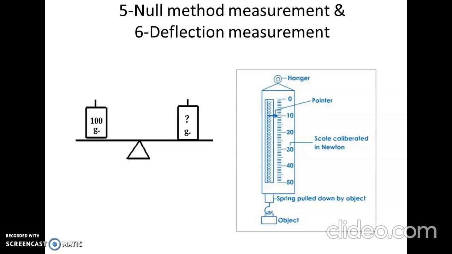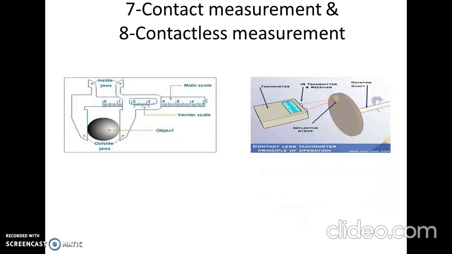Next is null measurement method. In this method, the difference between the value of the quantity to be measured and the known value of the same quantity with which comparison is to be made is brought to zero. Next method is contact method. In this method, the surface to be measured is touched by the sensor or measuring tip of the instrument. Next, contactless method. As the name indicates, there is no direct contact with the surface to be measured.